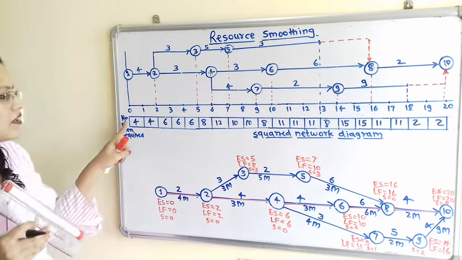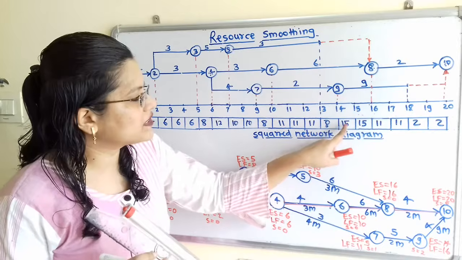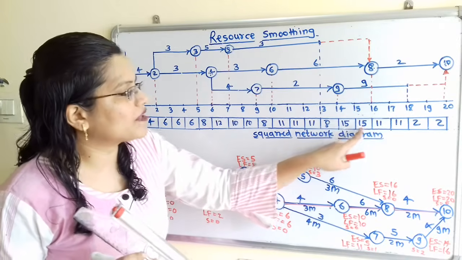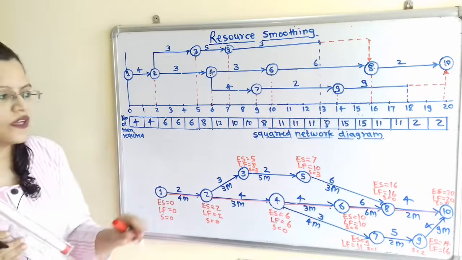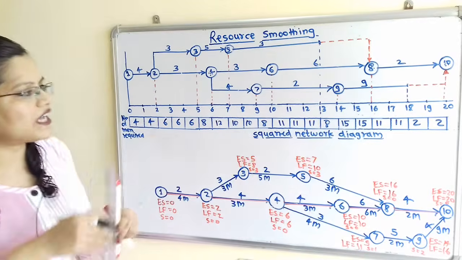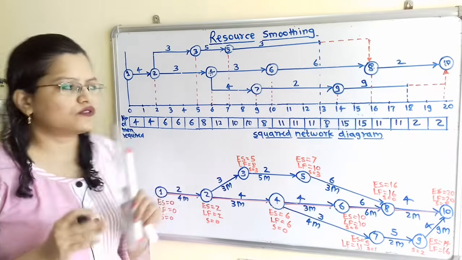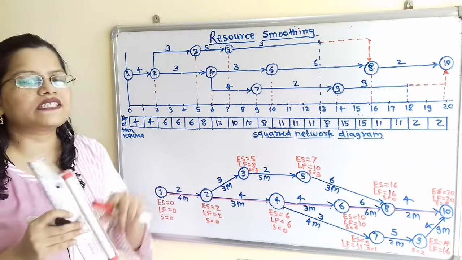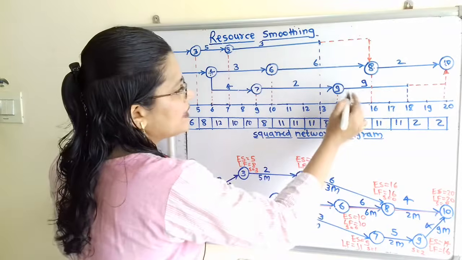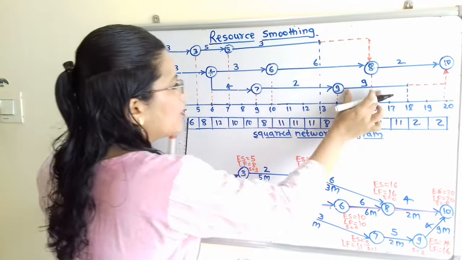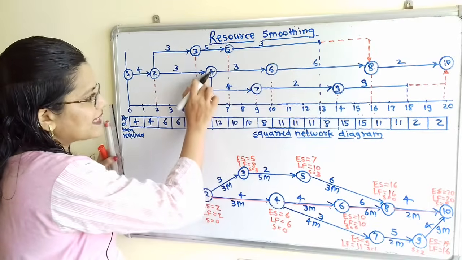Now if we observe this number of men required, the maximum number of manpower is here, that is 15th manpower is required for this 15th week and 16th week. So we can minimize this by transferring this activity. So here is the scope to transfer the activities. So we have to transfer the activities on the non-critical path. So we can transfer this activity 9 to 10, or we can transfer this activity 7 to 9, or if I transfer this activity 4 to 7.